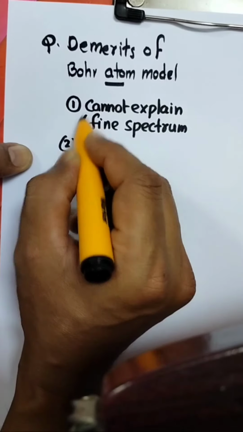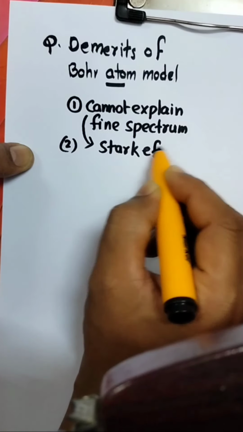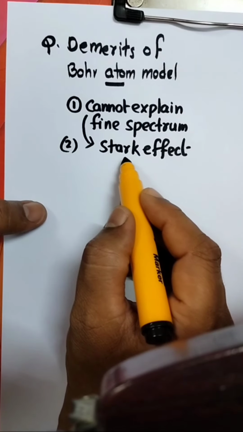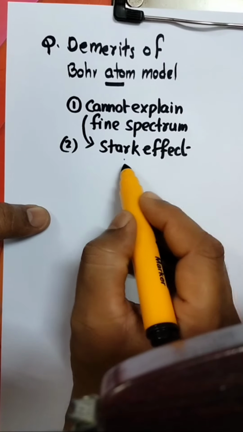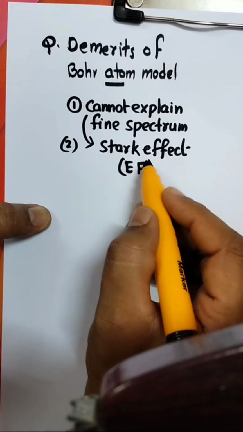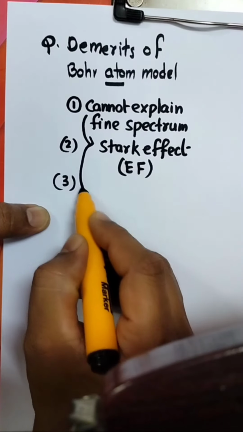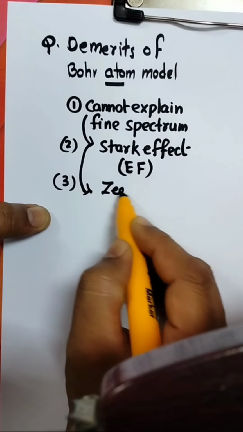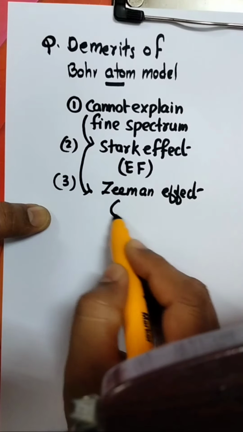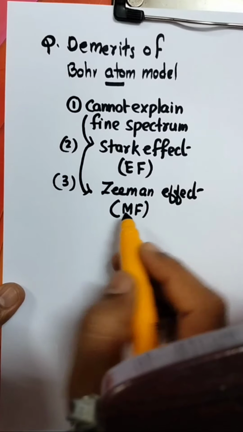Second, it cannot explain the Stark effect. Stark effect means splitting of spectrum in an electric field. Bohr atom model cannot explain the Stark effect. Third point, Bohr atom model cannot explain the Zeeman effect. Zeeman effect means splitting of spectrum in a magnetic field.